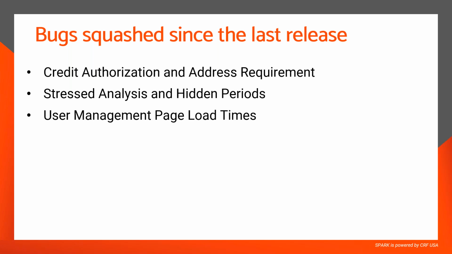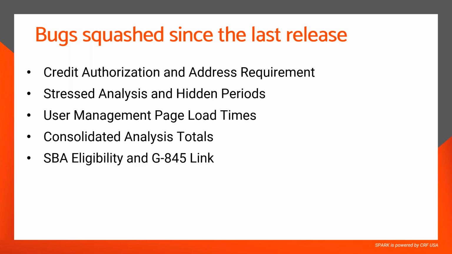We've also improved the speed of the page load times for the user management. So this is your users and roles page on the security side of the back end. It was loading a little slow previously, so we just picked up that speed of the page load. We've also updated the consolidated analysis totals where they weren't adding up properly, so we went ahead and fixed that. And then in the SBA eligibility, you might have noticed that the G845 link was broken and sent to a previous version of the form, which we have now updated to the latest version.